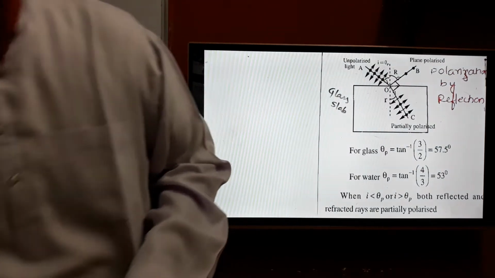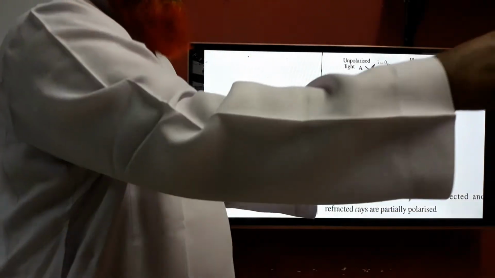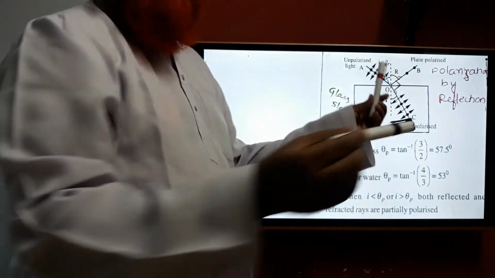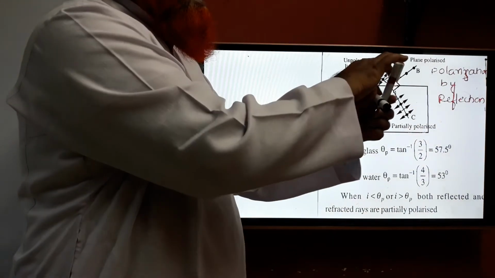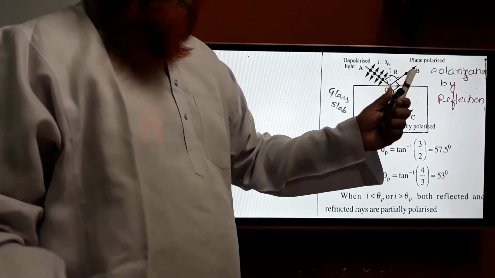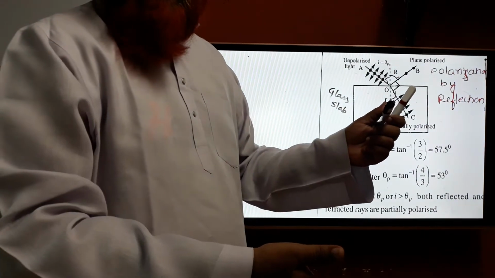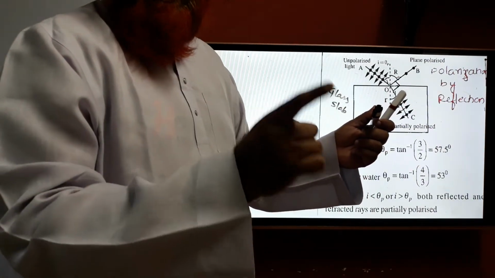Okay, so I already told you that polarization means there are two types of waves. One is electric in nature, red in color. One is magnetic in nature. Electromagnetic wave is nothing but sunlight. So we have to filter. What is our aim in polarization? You have to filter one type of wave.